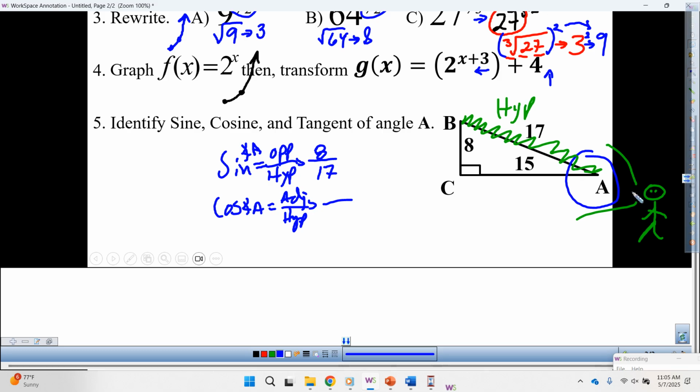Adjacent meaning next to. What side is next to the angle A? The side that's next to it is what? 15. So we do 15 over the hypotenuse, which is 17. Last but not least, tangent angle A. Opposite over adjacent. Which one is opposite again? 8. Which one is next to? 15. And that's my tangent.